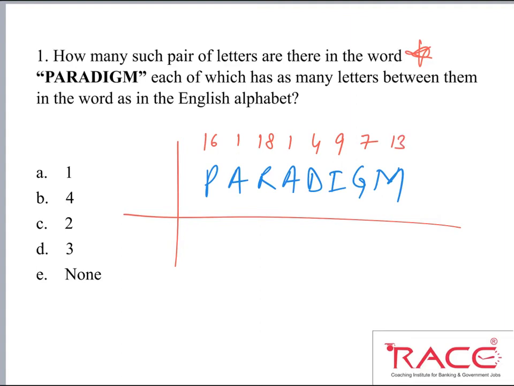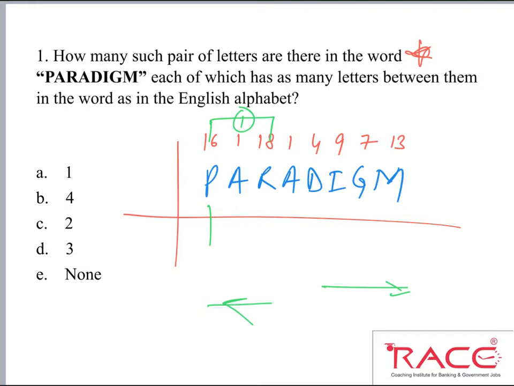Now what we will do? We will start counting in forward as well as backward direction. First P. From P we cannot count in backward direction because we don't have any letter. So in forward direction 16, what should come after 16? 17, 18. This is our first match. Then 19, 20, no need to count because all the numbers are less than 18. So we have a first pair.